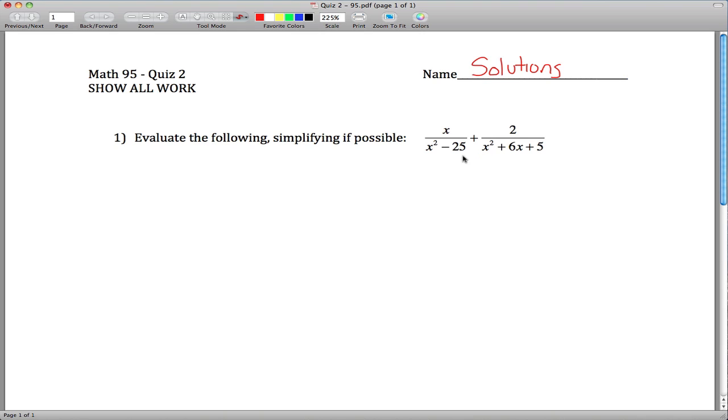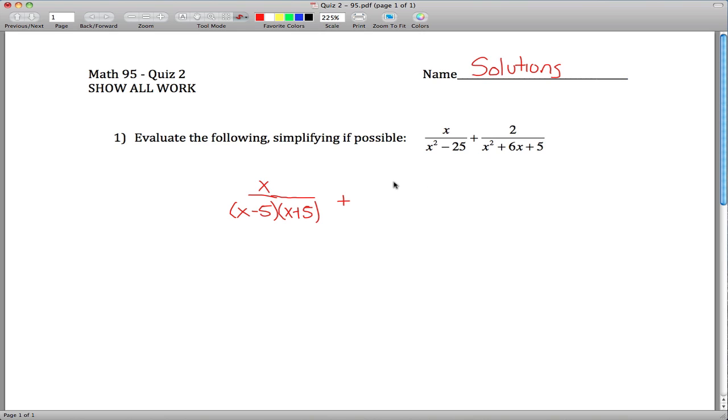But we can fix that. We can get a common denominator. And the way to see what the least common denominator is, is to factor both denominators. So this right here is a difference of squares, so we can rewrite that as x minus 5 times x plus 5.